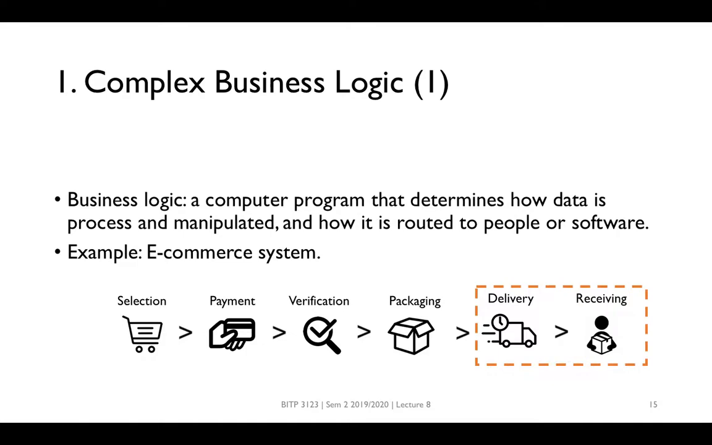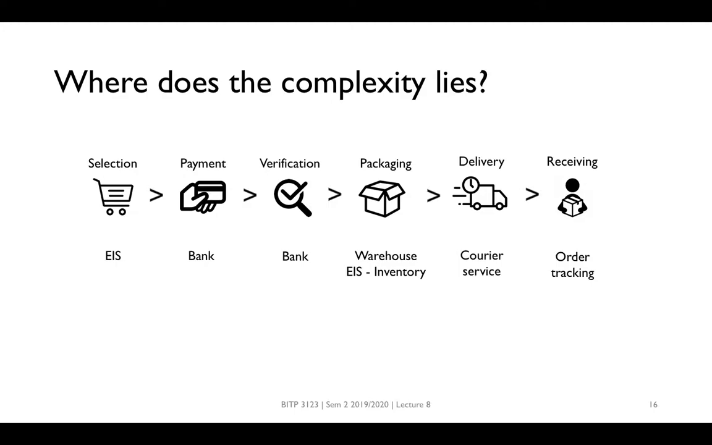The sequence of events that took place online. This sequence of events were coded using the preferred technology and programming language. The coded sequence of events is the business logic for the e-commerce system. So, where does the complexity lie? The business becomes complex when involving multiple parties.